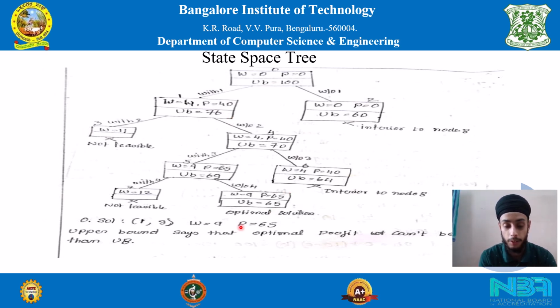Why is it the optimal solution? Because we got the value where the weights are under the maximum capacity, that is 10. And the 65 is greater than 64 or 61. That's the value. And the items we have selected are 1 and 3, that is weight 4 plus 5, that is 9, and the profit is 69. The optimal solution is 65 we got.